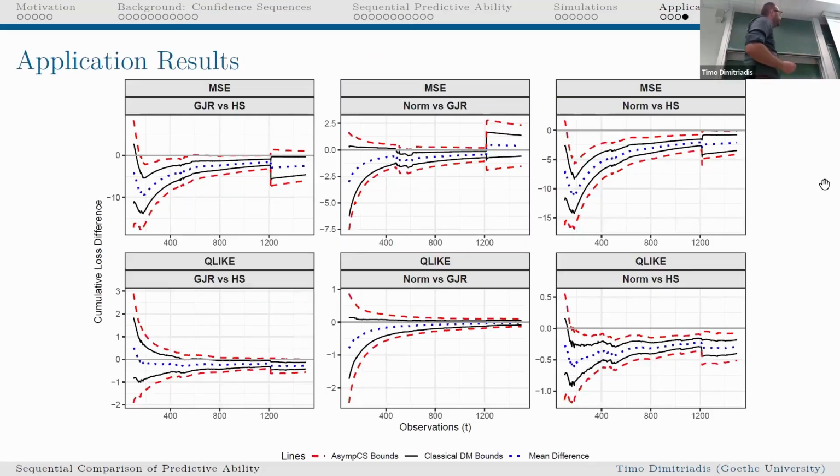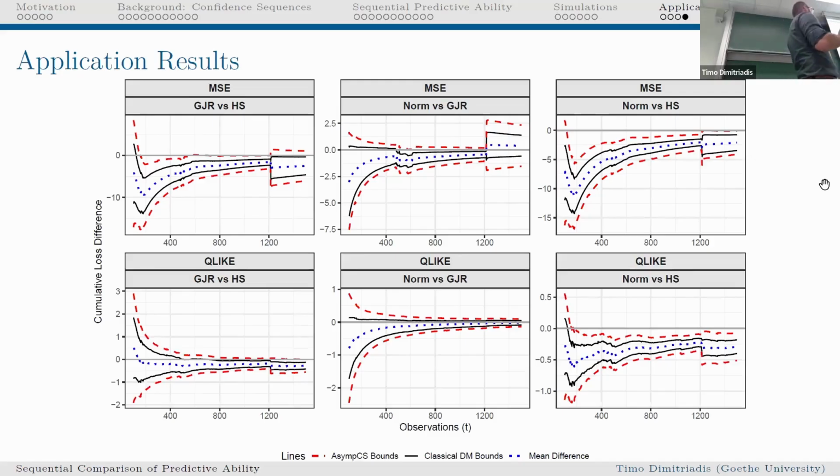Now, what we do here is let's focus on this first plot, because that's the plot we had in the motivating example. So we have the empirical loss difference in blue, the Diebold-Mariano confidence interval in black, and our confidence sequence in red. You can see that it's a bit wider, but you can reject even while monitoring continuously.